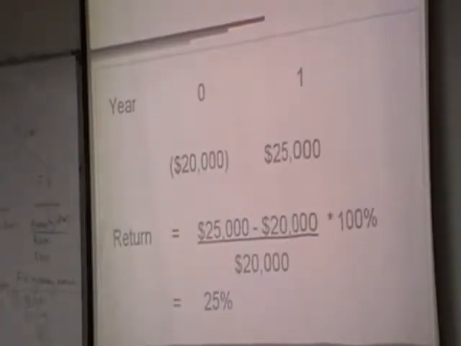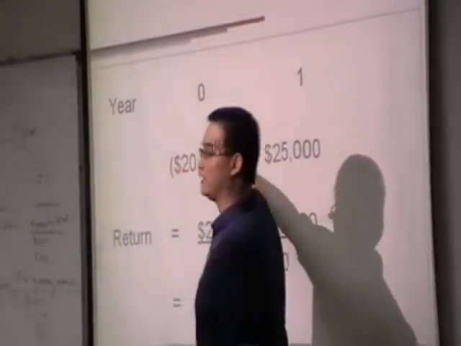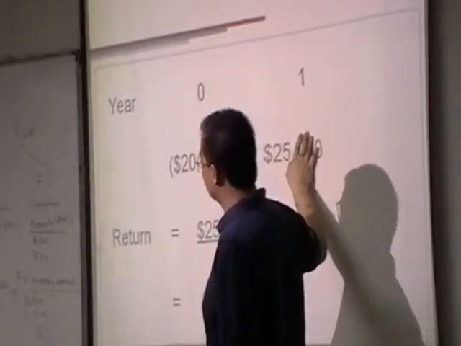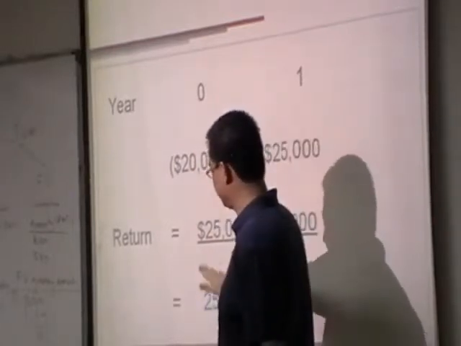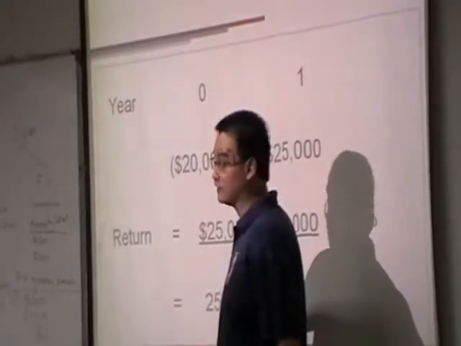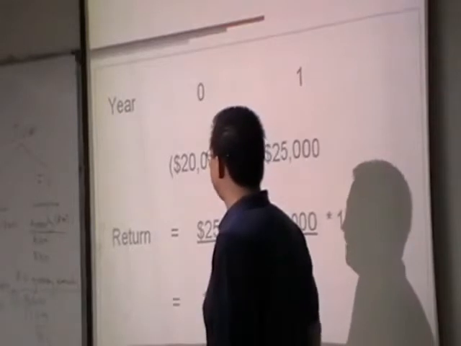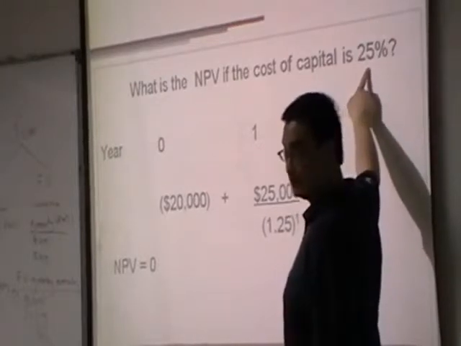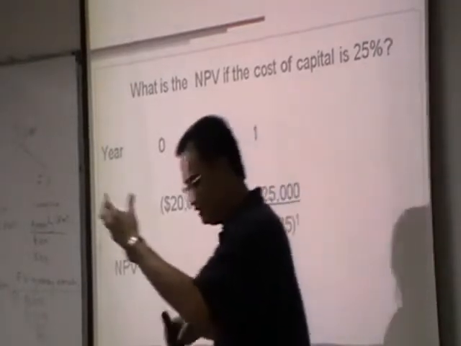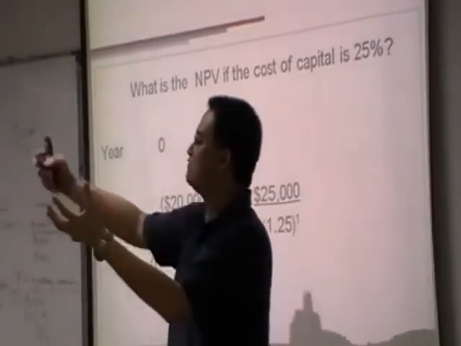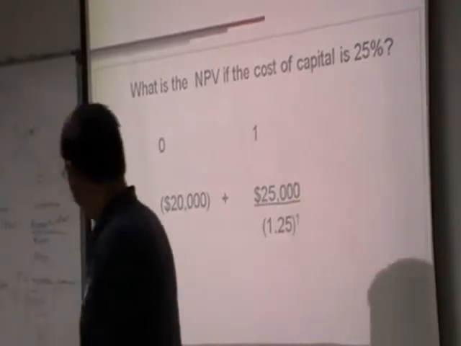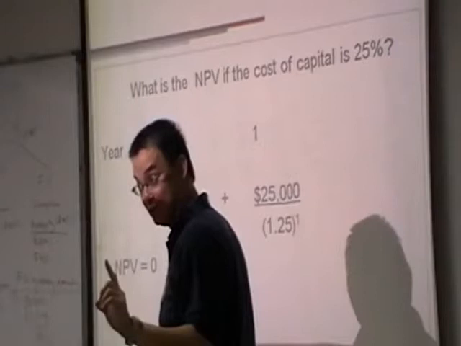Now a simple example here. Listen very carefully. You put in 20,000, you get back 25,000. If I ask you what is your return on this investment, your return is 25%. Next, if I ask you what is your NPV if your cost of capital is 25%? Common sense, this investment gives me 25%. If I have to borrow from the bank, also 25%. Any profit? No. The NPV is 0.